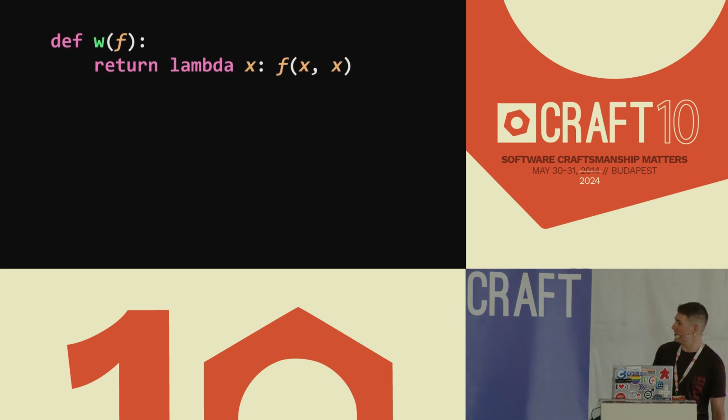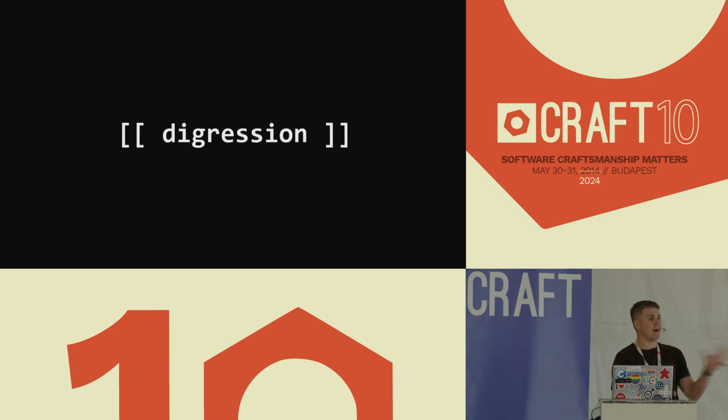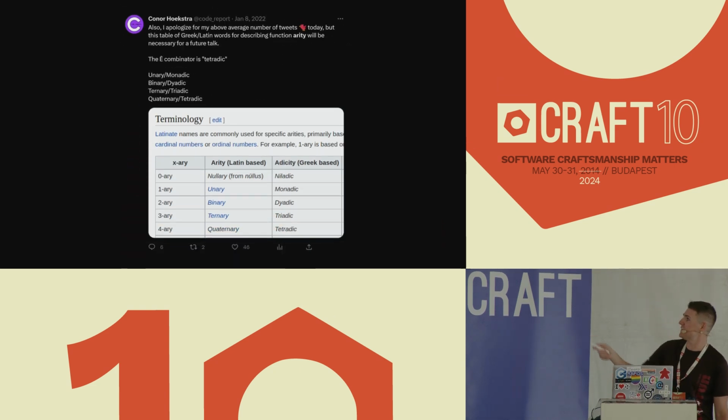So, a little digression here is that I'm referring to binary functions and unary functions, and I might slip up and refer to monadic and dyadic functions. So I tweeted this at one point, and I realized that there are basically 2 sets of words to refer to the arity or adicity of a function. And both of those 2 words, arity and adicity, just mean the number of arguments your function takes.